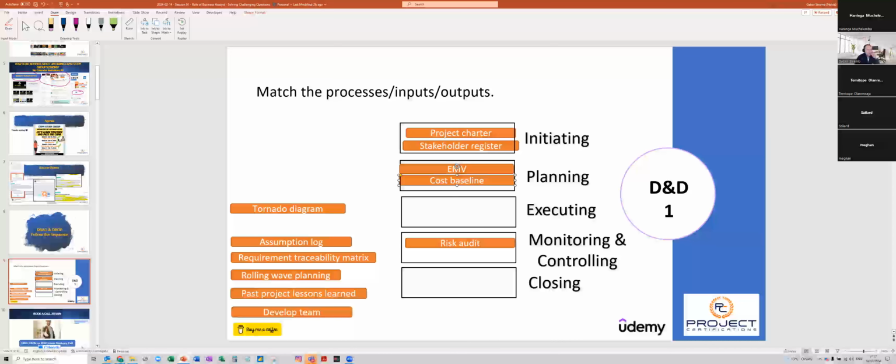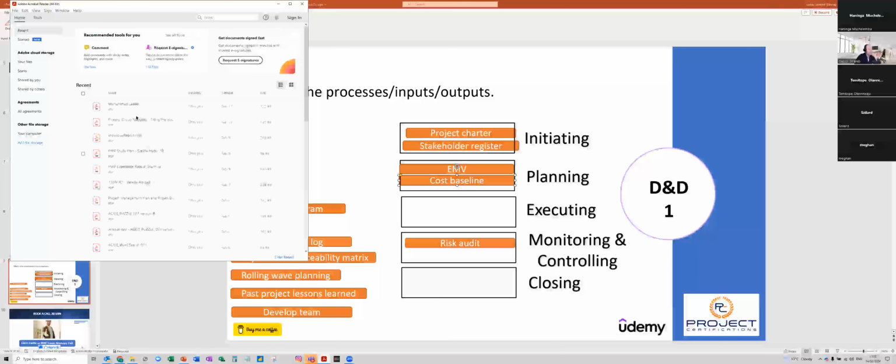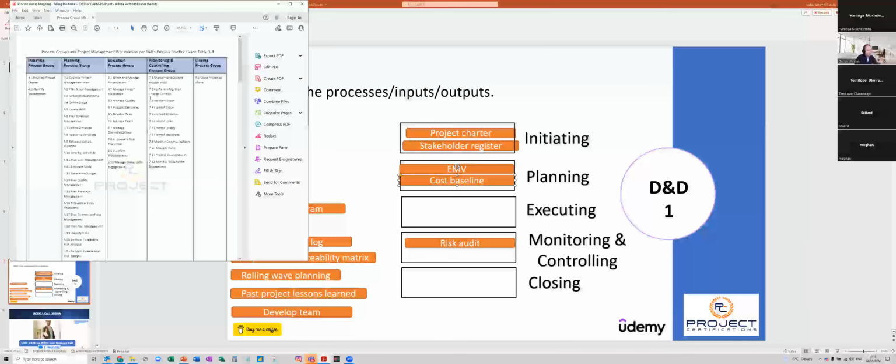I'm just checking the list now. Okay. I'm thinking past project lessons learned going for closing. So this one is very tricky. Now, what I mean by that is PMI does not really categorize, let's say, past project or current project lessons.